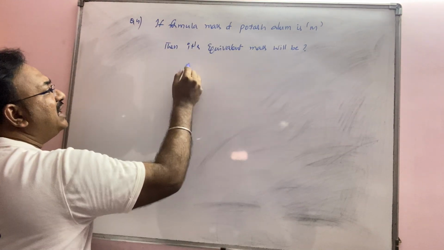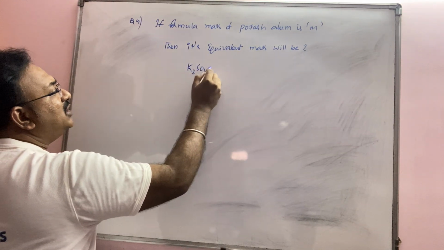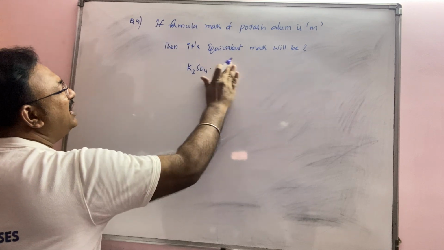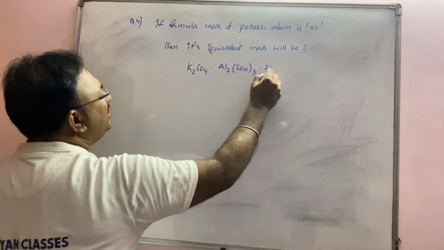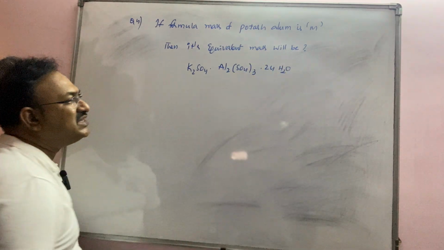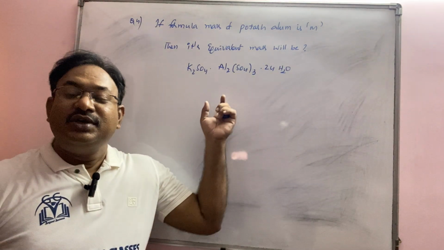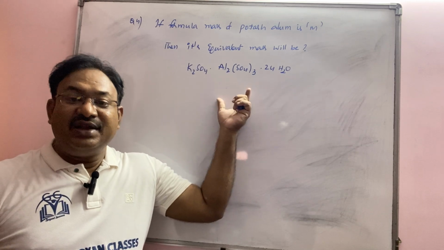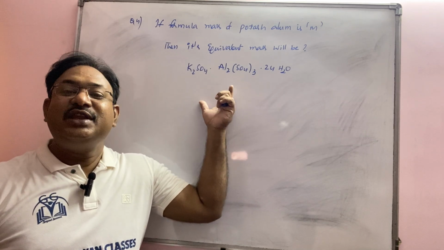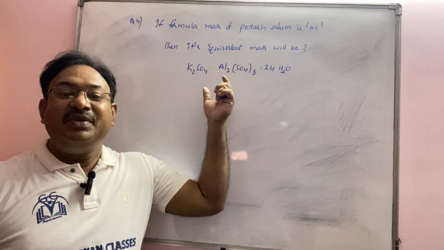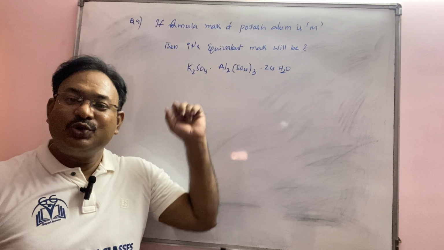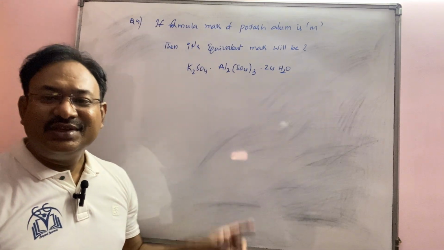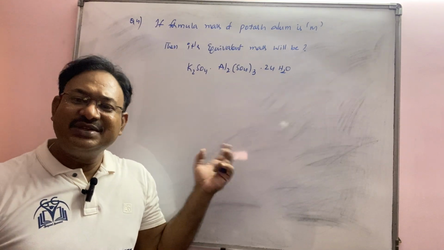So how you calculate? First potash alum formula देखो, K2SO4, Al2(SO4)3 dot 24H2O. So this is potash alum. So beta, it's a double salt, double sulfate. Actually, it is used as water purifier because when it is dissolved in water, it gives acidic solution due to cationic hydrolysis. See, that's another point, right?